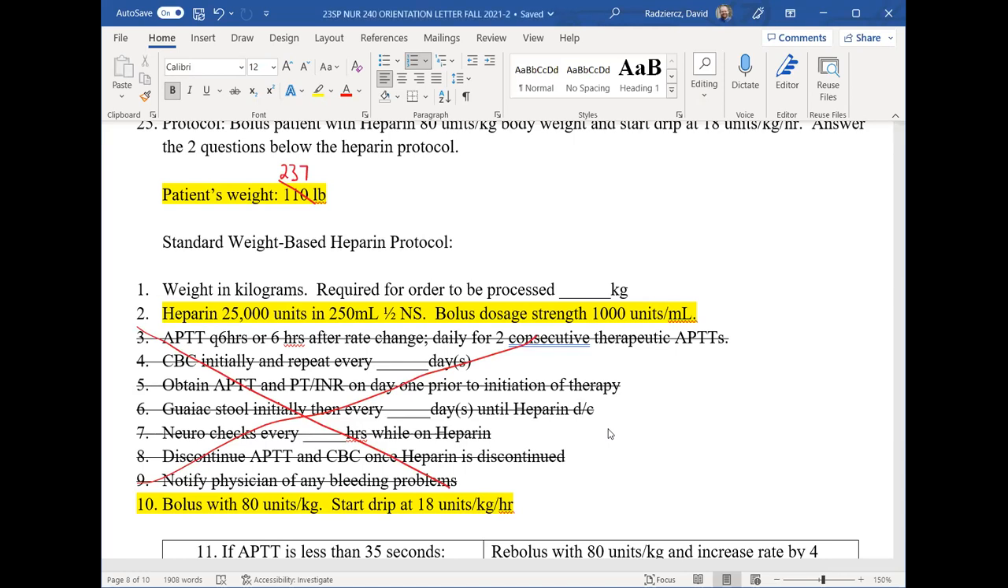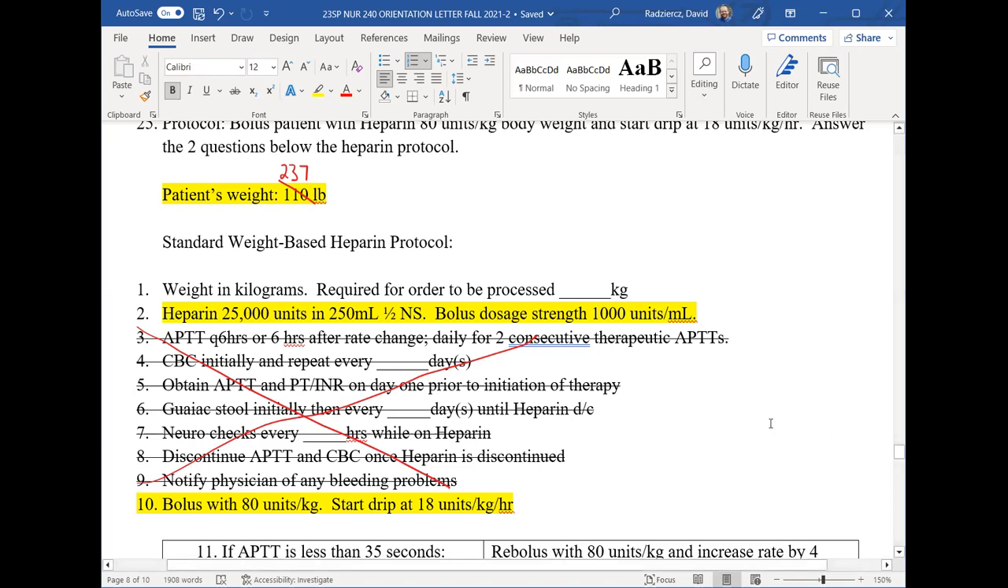So what you would see most likely at North is patient weighs 237 pounds. You're going to begin with a bolus of 80 units per kilogram, start a drip at 18 units per kilogram. It's going to give you the available: heparin 25,000 units in 250 mL half normal saline, as well as a bolus dosage strength of 1,000 units per milliliter. The first thing it's going to say is calculate the bolus dose in milliliters. Second thing it's going to say is calculate the initial infusion rate. And so it'll just be written a little bit differently.